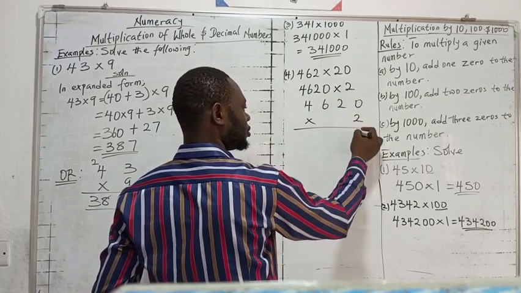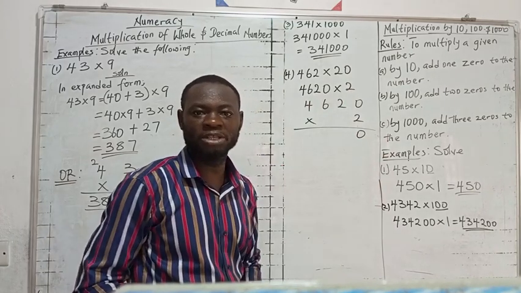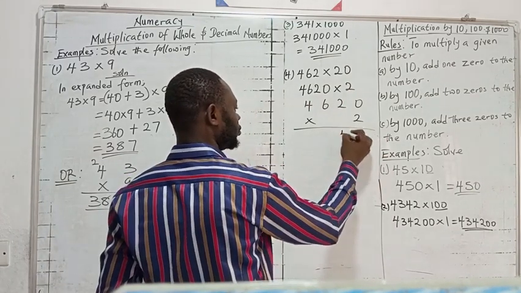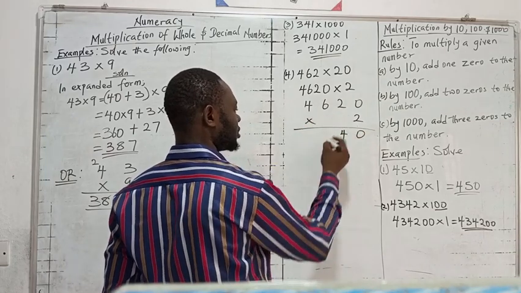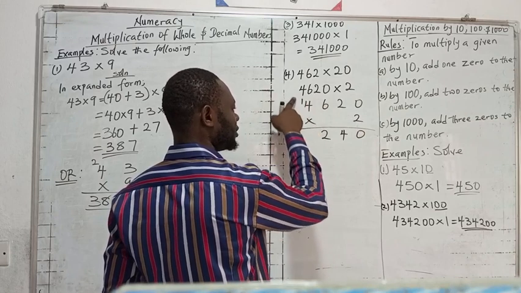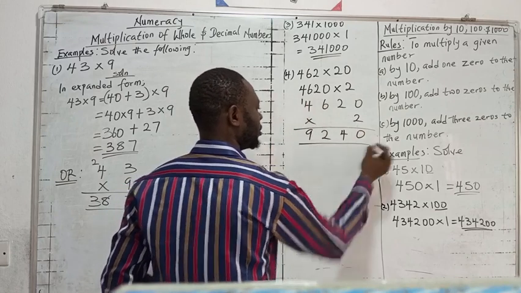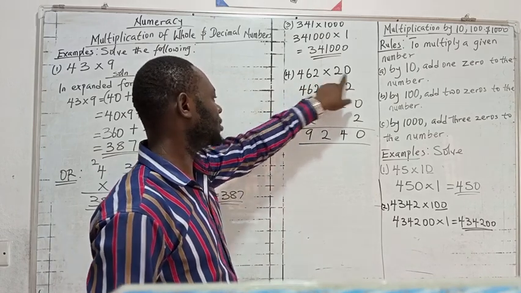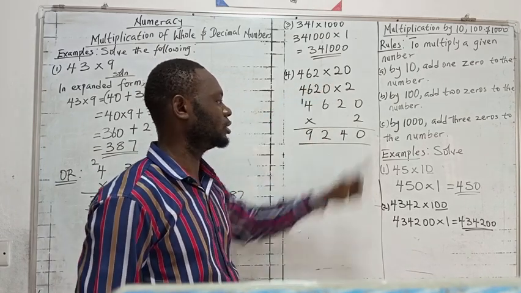2 times 0 is what? 0. Because any number multiplied by 0 is 0. 2 times 2, 4. 2 times 6, 12. 2 carry 1. 2 times 4, 8 plus 1, 9. You've got your answer. So 462 times 20 is 9,240.